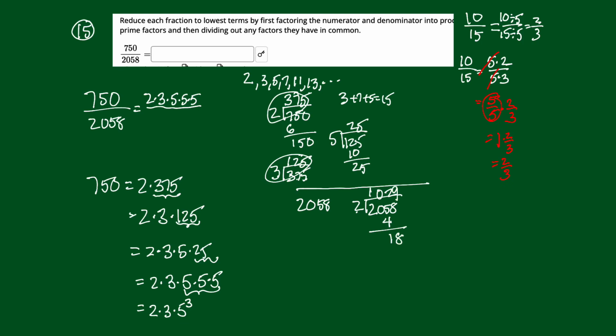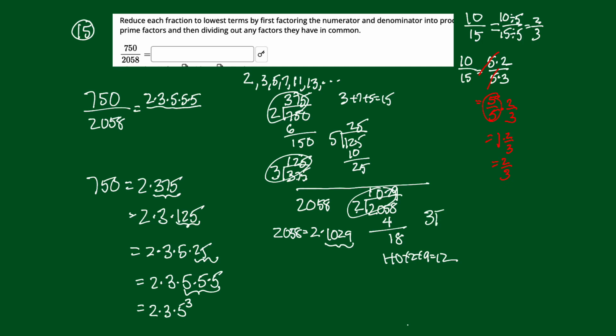Okay, so now I've got this. That 2058 is equal to 2 times those two numbers, 1029. Now, what about the 1029? Well, it's odd, so it's not divisible by 2, but if I add those numbers, 1 plus 0 plus 2 plus 9, I get 12. 12 is divisible by 3, so 1029 is divisible by 3.